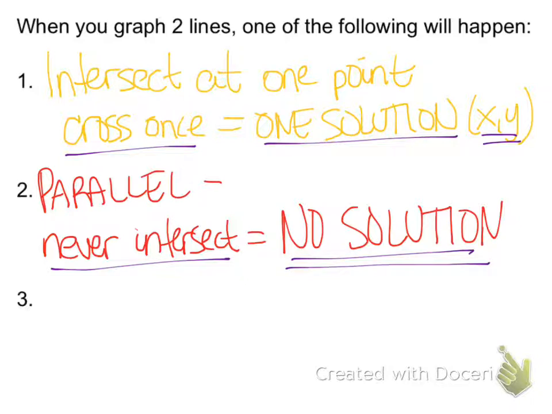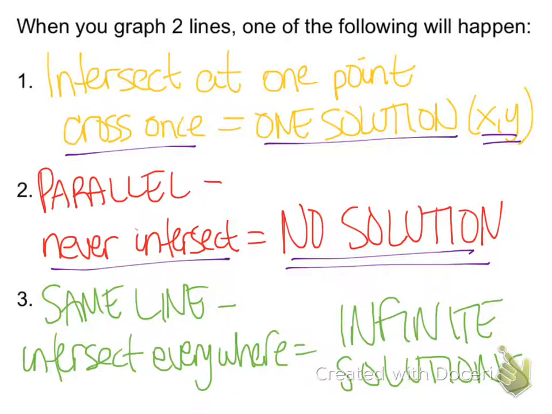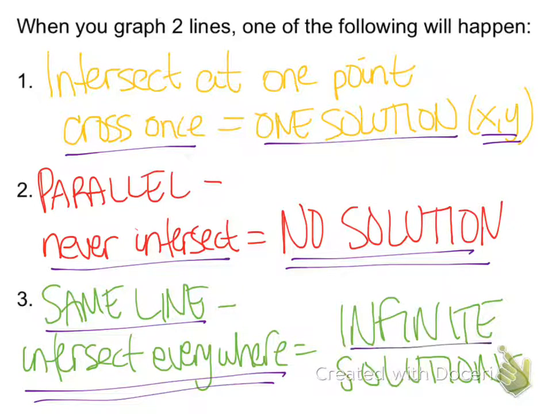And the third thing that can happen is, though they might not appear to be the same line when you first see them, once you solve them for y and get them in the form of y equals mx plus b, you'll realize that they are the same line. So again, if they intersect everywhere, then there's going to be infinitely many solutions.